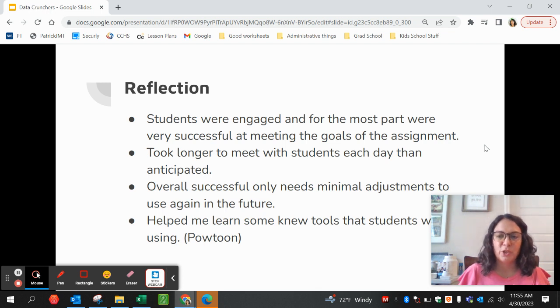So I will have to adjust minimally to use in the future. And I learned some new tools to use with students, including Powtoon.